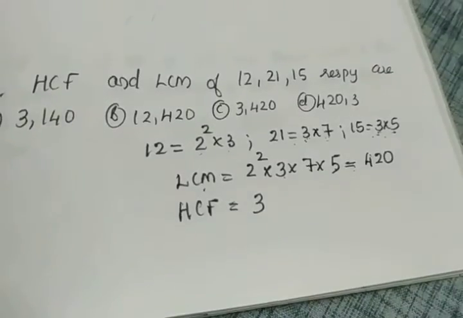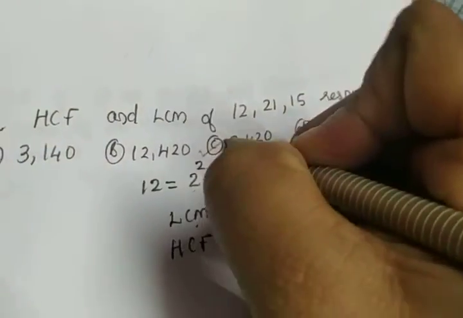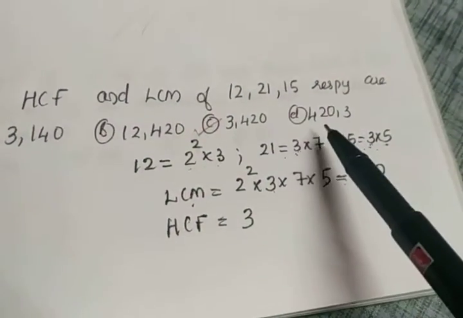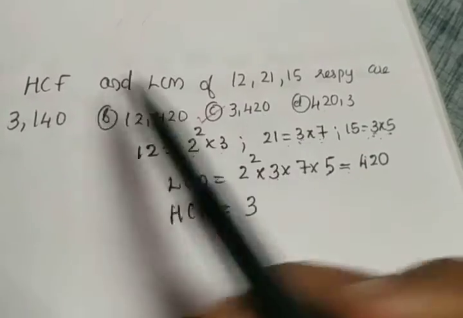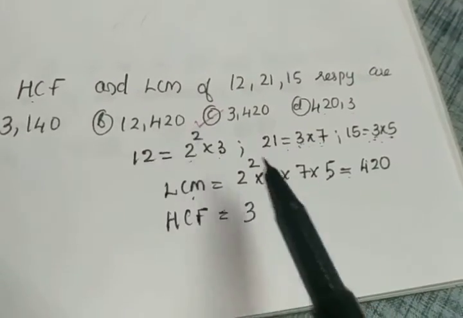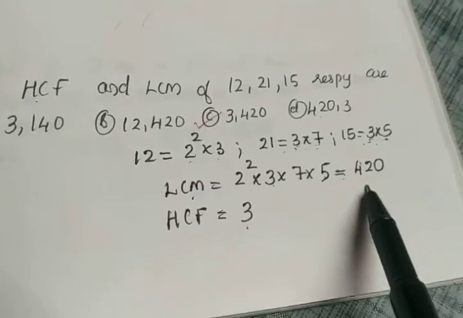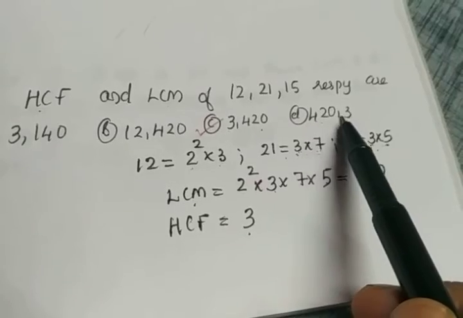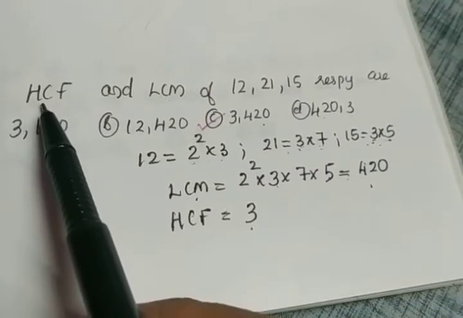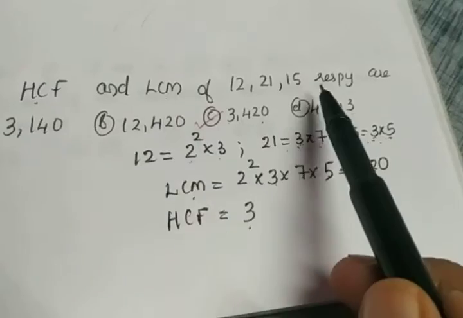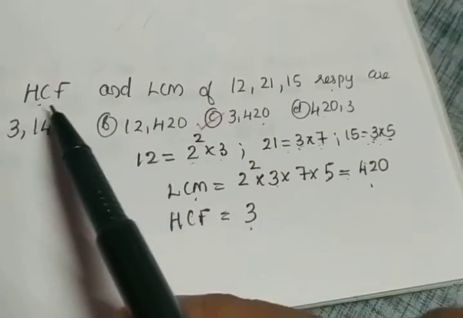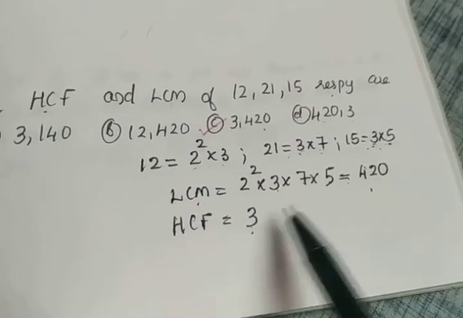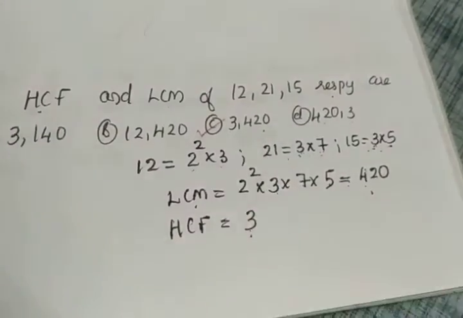So which is the option? The correct option is option C. Here you can see 420 and 3 repeat, but look at the question: HCF and LCM respectively. We got HCF as 3 and LCM as 420. Even though 420 and 3 are the HCF and LCM, it is clearly mentioned as HCF and LCM respectively. That means the first value must be the HCF and the second value must be the LCM. So the answer will be 3, 420, which is option C.